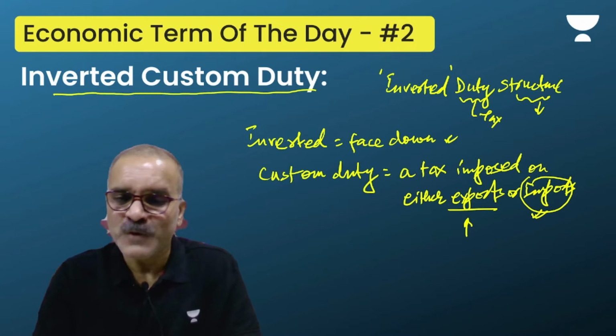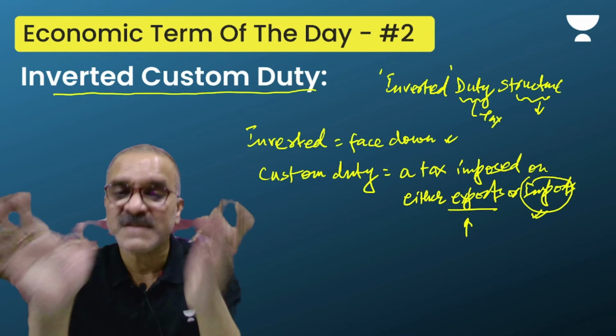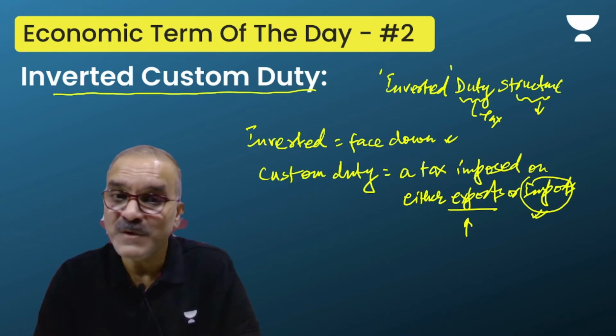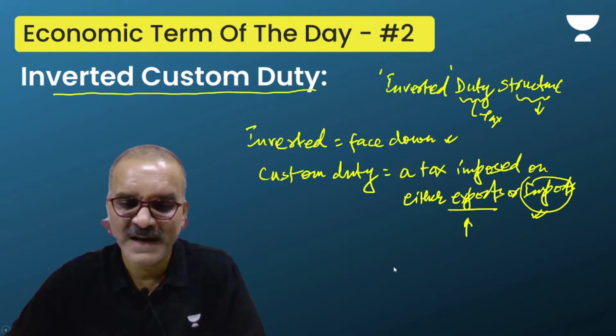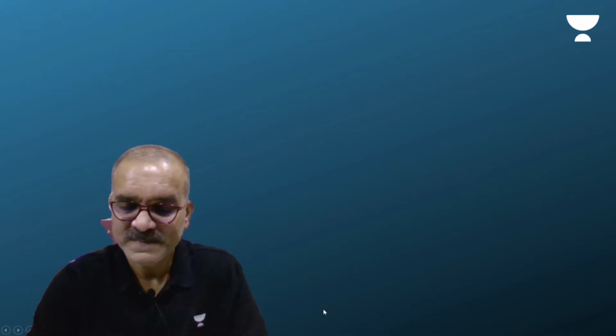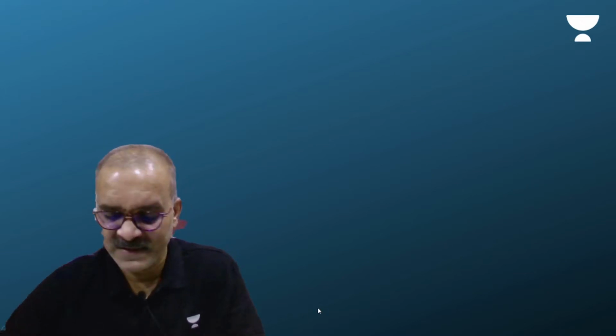Clear? So we can say that inverted custom duty is a structure of custom duty in which tax has its face down. Now you need to understand what you mean by face down in this case. Okay, let's try to understand with an example. The example is like this.